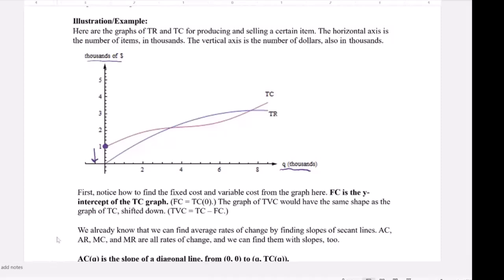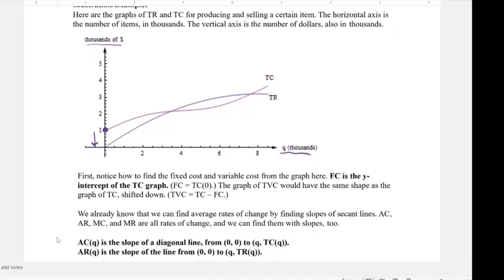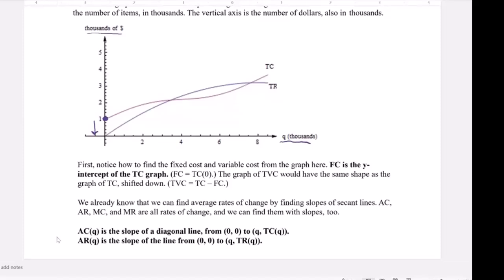We already know that we can find the average rate of change by finding the slope of the secant lines. AC, which is average cost, average revenue, marginal cost, marginal revenue, are all rates of change, and we can find them with slopes, right? Because we said these are all derivatives. So the average cost is the slope of the diagonal line from 0 to Q comma TC of Q.